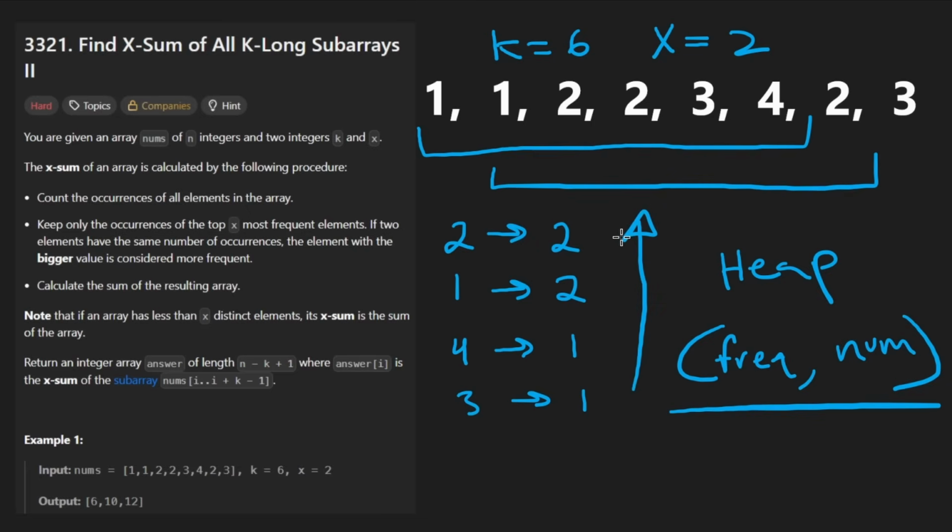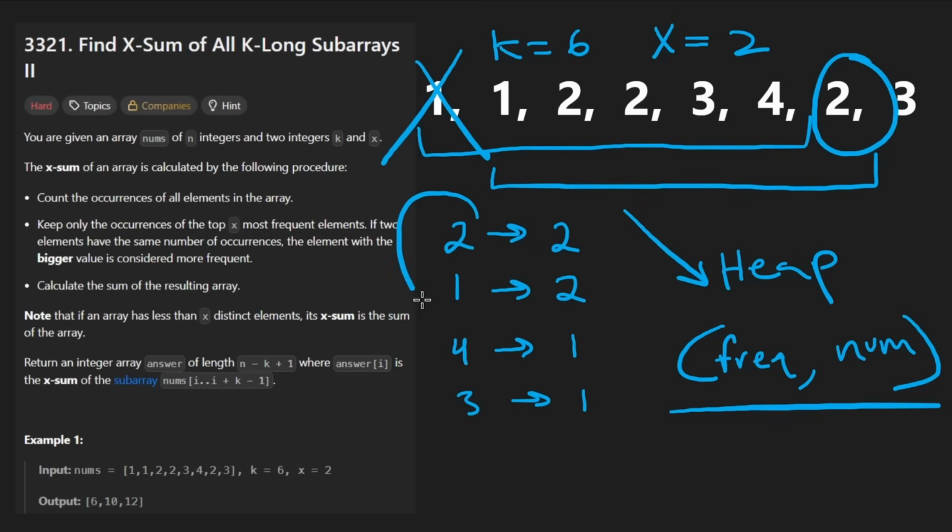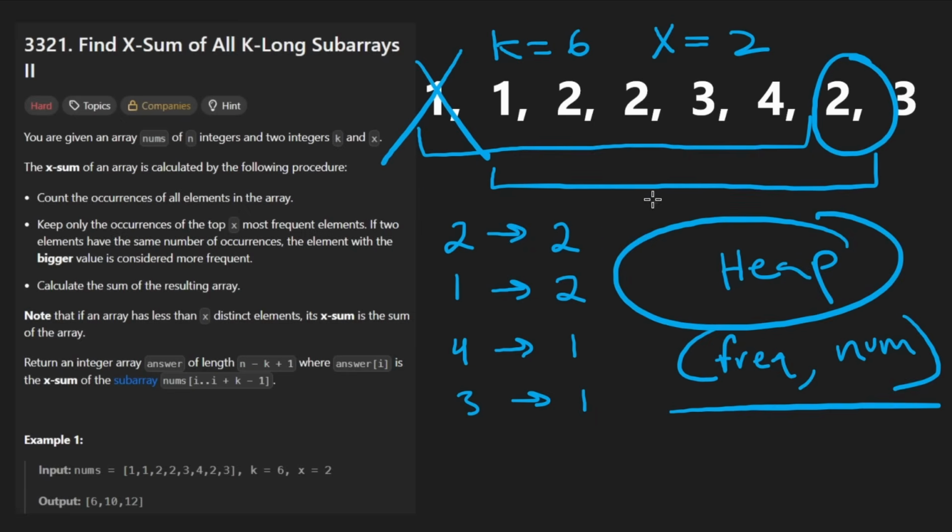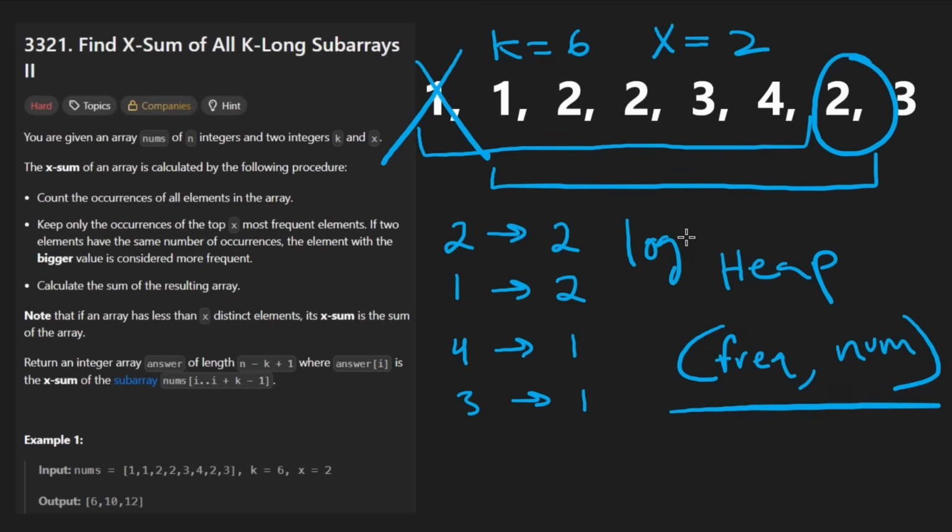But now you're going to see the problem with this. We want to shift. We want to get rid of this one, and now we want to add the 2. How do we do it? Well, we can't remove a specific key from the heap. We can't choose what we remove from the heap. Typically with heaps, we can only remove the maximum or the minimum, depending on the heap. And that's usually a log n operation.